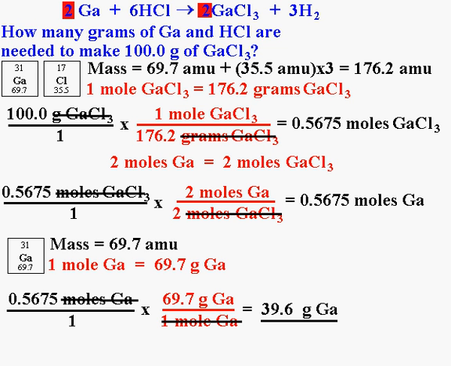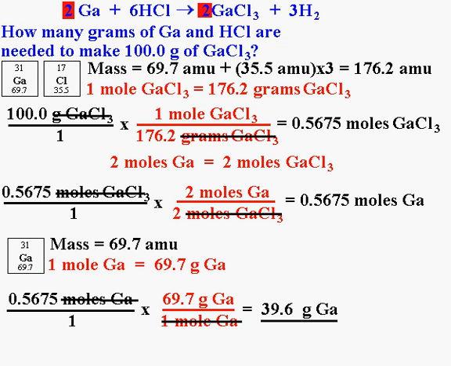Now think about what I was able to do here. Given two things, a balanced chemical equation and the mass of product I need to make, I was able to use stoichiometry to calculate the mass of reactant I needed to make that mass of product. That's how powerful stoichiometry is. Well, we're not even done yet.